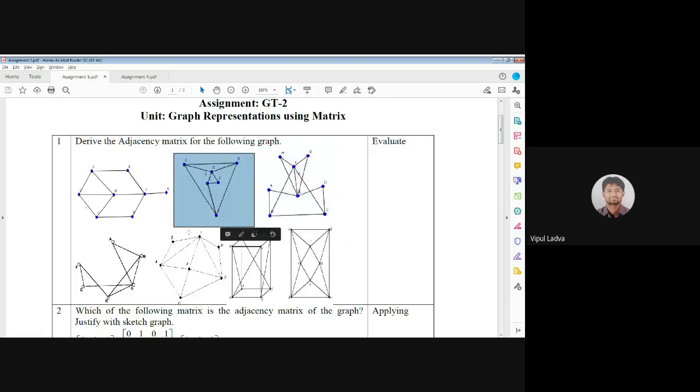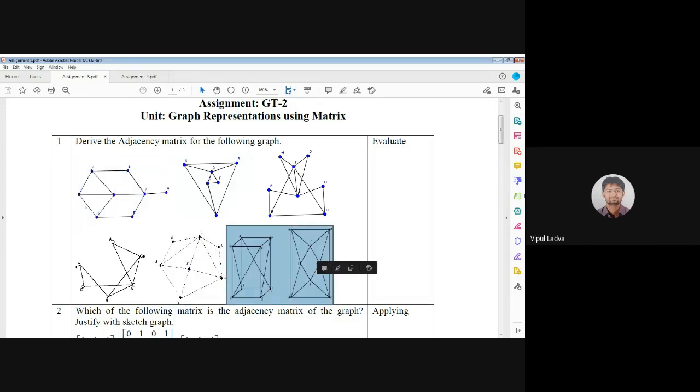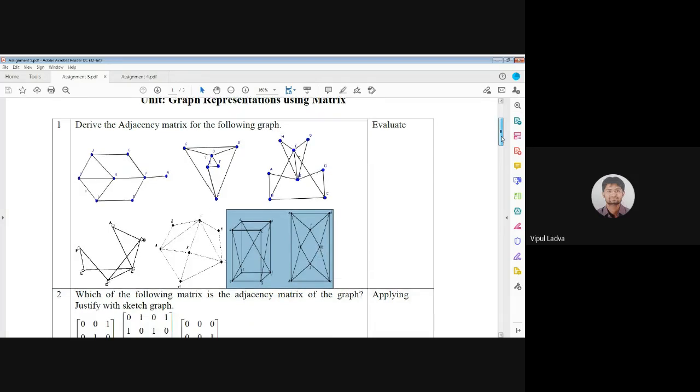If you are dealing with this graph, then this graph is having 6 vertices over there. So the adjacency matrix of this graph will be of the order 6 cross 6. Similarly, the number of vertices you need to deal with, and based on that, you may go for the adjacency matrix, okay?